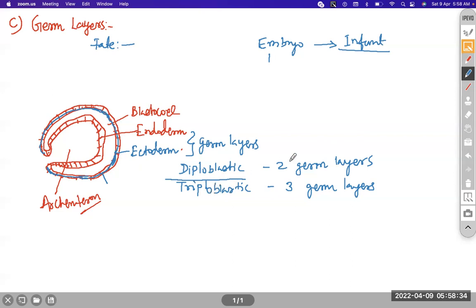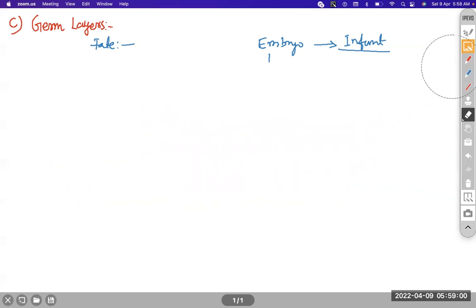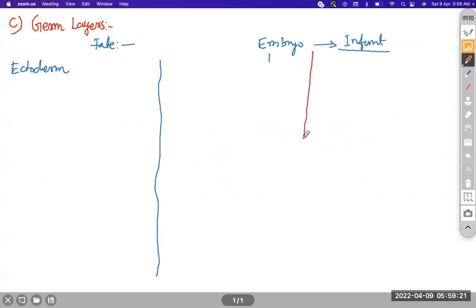Body structures are derived from three germ layers in infants, in animals from platyhelminthes to mammals. अब हम लोग कौन से जर्म लेयर से किस तरह का बॉडी स्ट्रक्चर बनता है वो देख लेते हैं. पहले एक्टोडर्म, मेजोडर्म and endoderm.